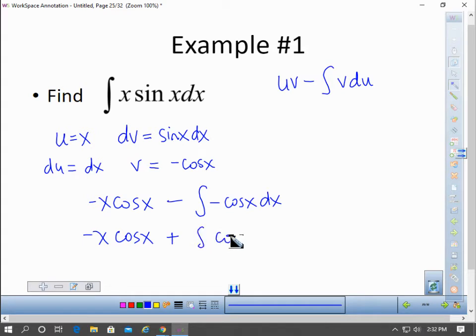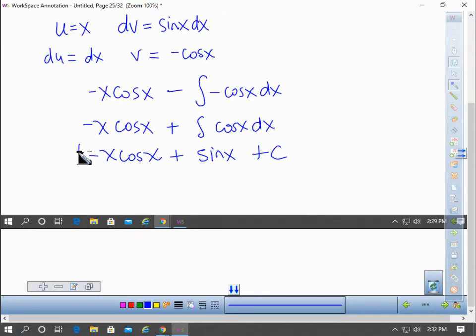The integral of cosine, I'll just write it out again. Now I've got negative x cosine x. So I just need to simplify this. What is the antiderivative of cosine? Well, that's sine. And then we have to add on the plus c. And so that is our final answer. This is the answer.